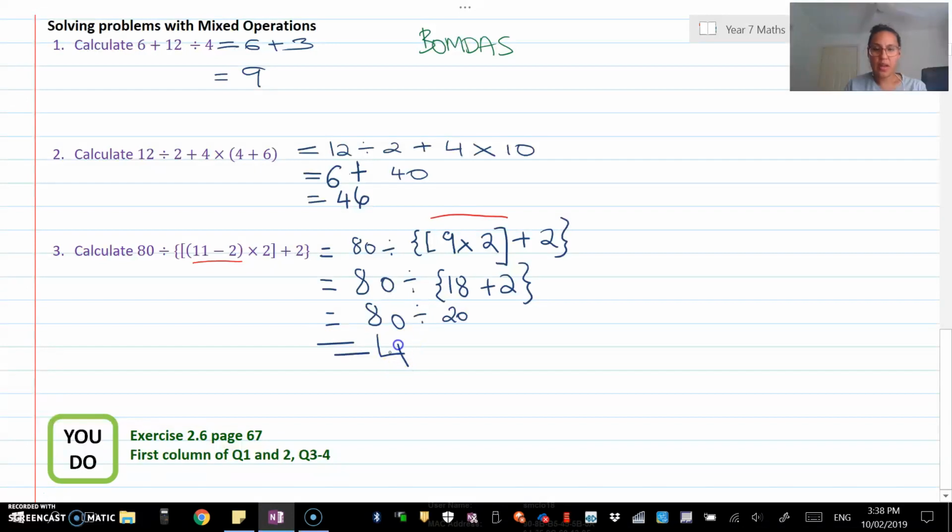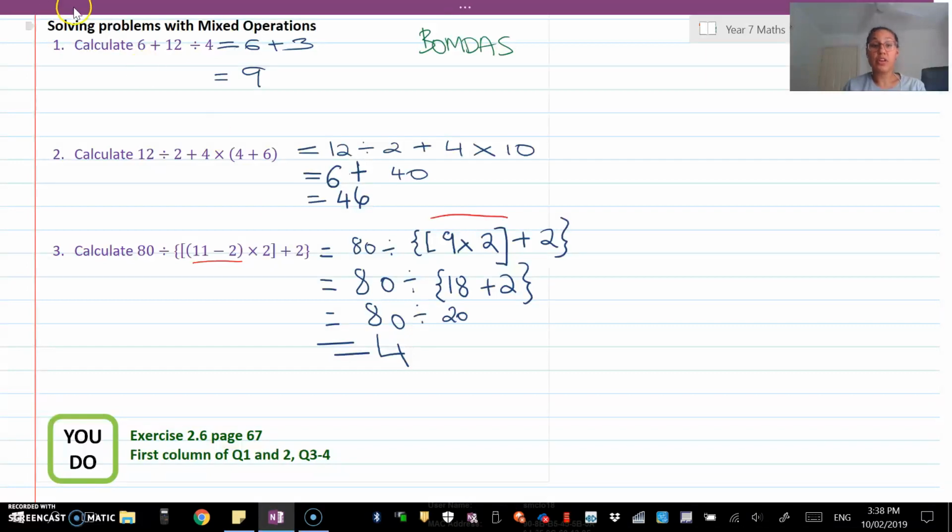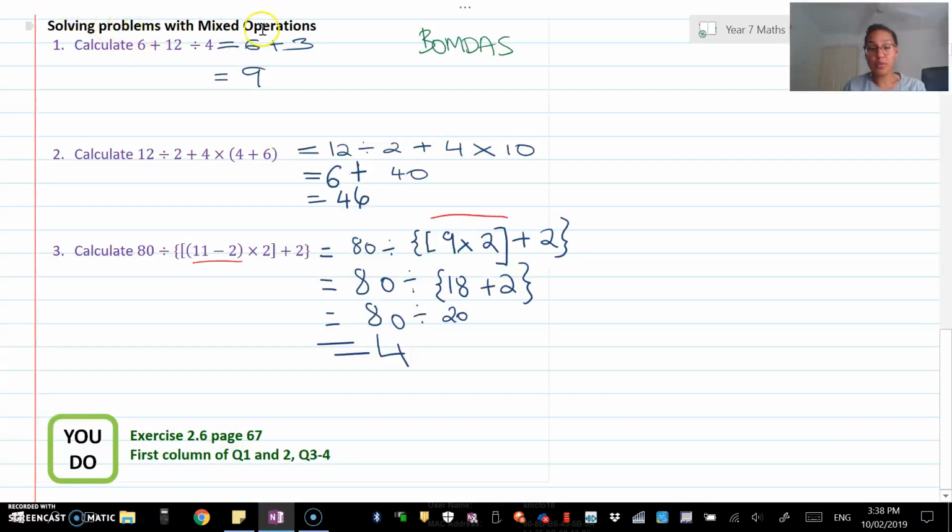Okay, so that is how you solve problems with mixed operations. I have shown it just with integers, so the whole numbers. However, this can be applied to both positive and negative numbers and also decimal numbers. This is just one of the main rules of mathematics that we use. You've got some you-do questions to be set up in your workbook, so they should be set up as per bookwork standards.